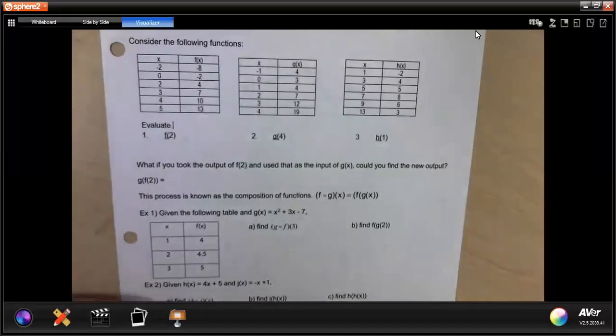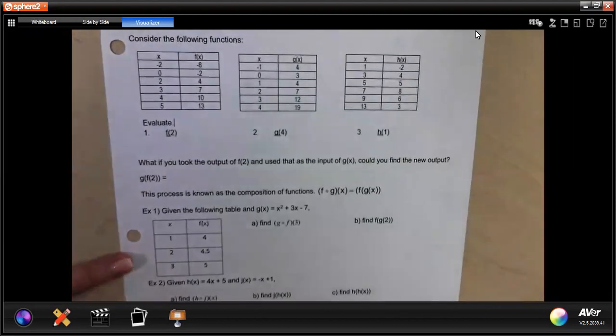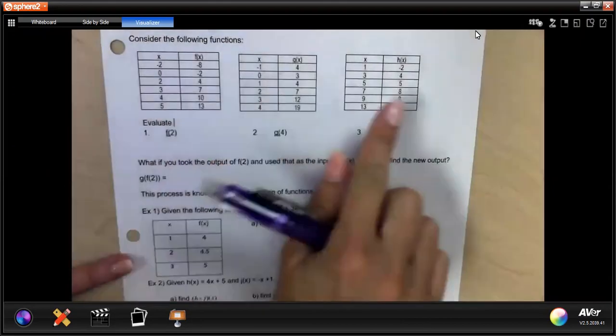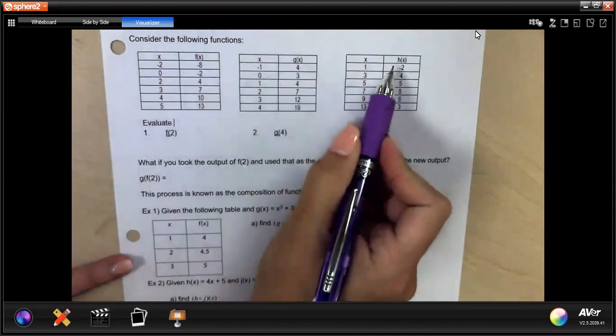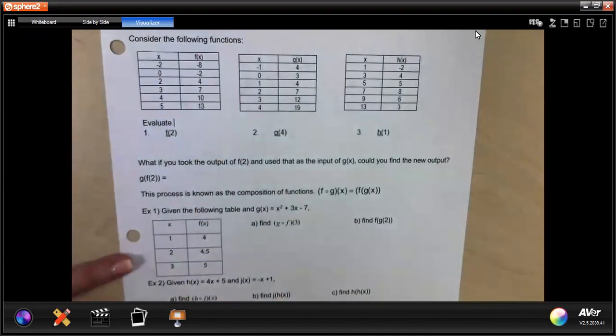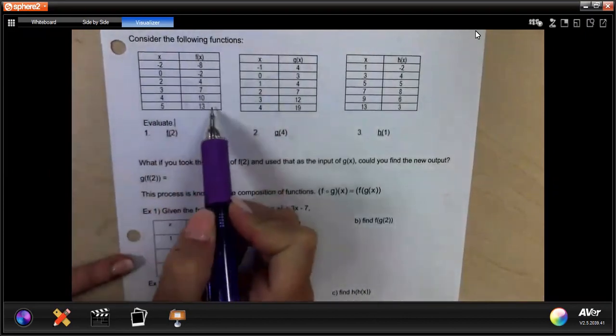Today we're going to be working with compositions of functions, and in order to do that, we're going to start with that function notation students struggle with. So we are given three tables here, and each one is labeled f of x, g of x, and h of x. Remember that notation is just like y. It is the value that is dependent on the x. So this is my input, this is my output value.